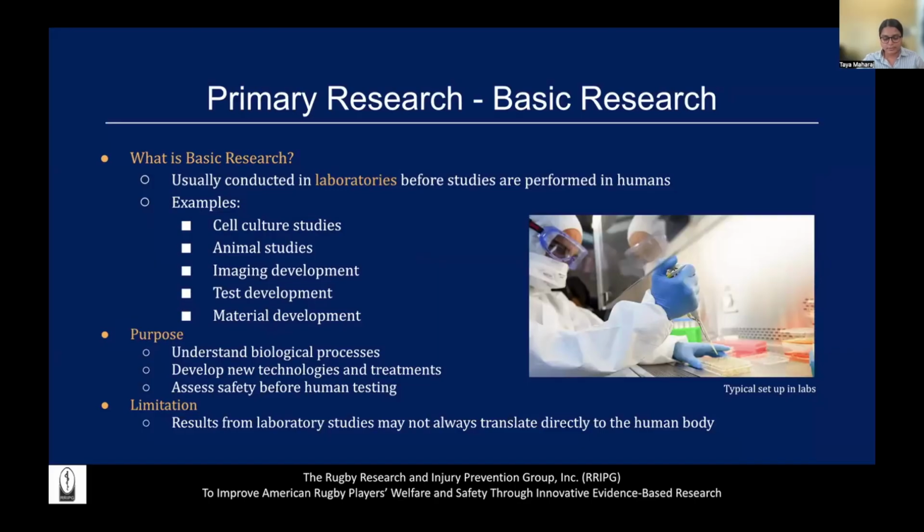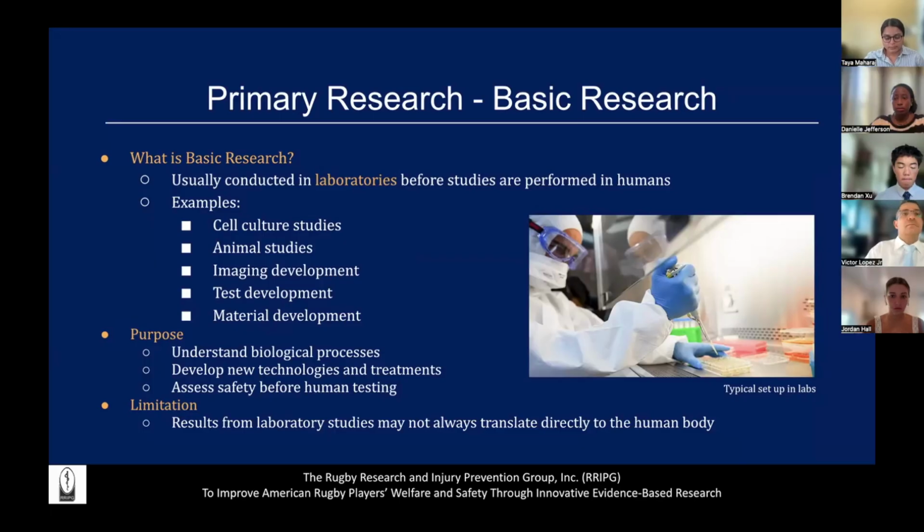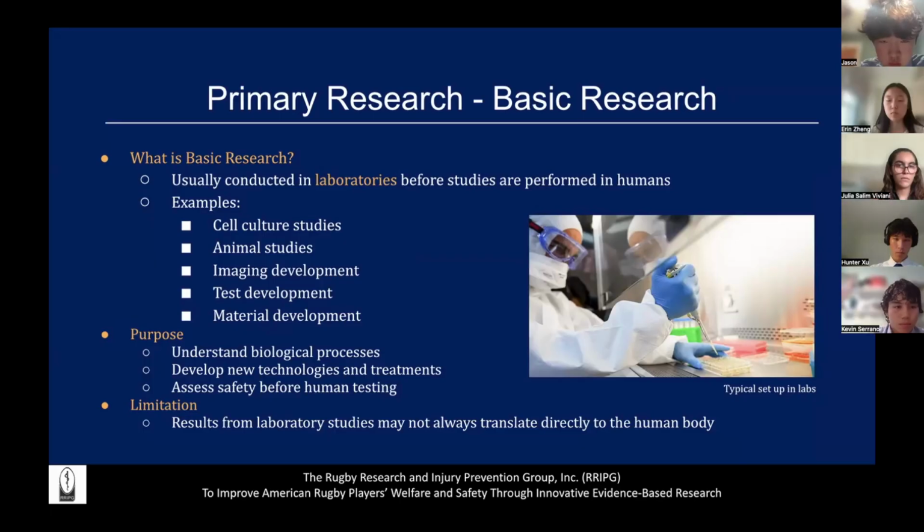For example, a cell culture study, you might use that to expose muscle cells to repeated stress, and this can help you understand how tissue damage occurs. Also, in an animal study, you might investigate how a ligament heals after an injury. And for material development, you might test a new helmet material before you actually use it on athletes.